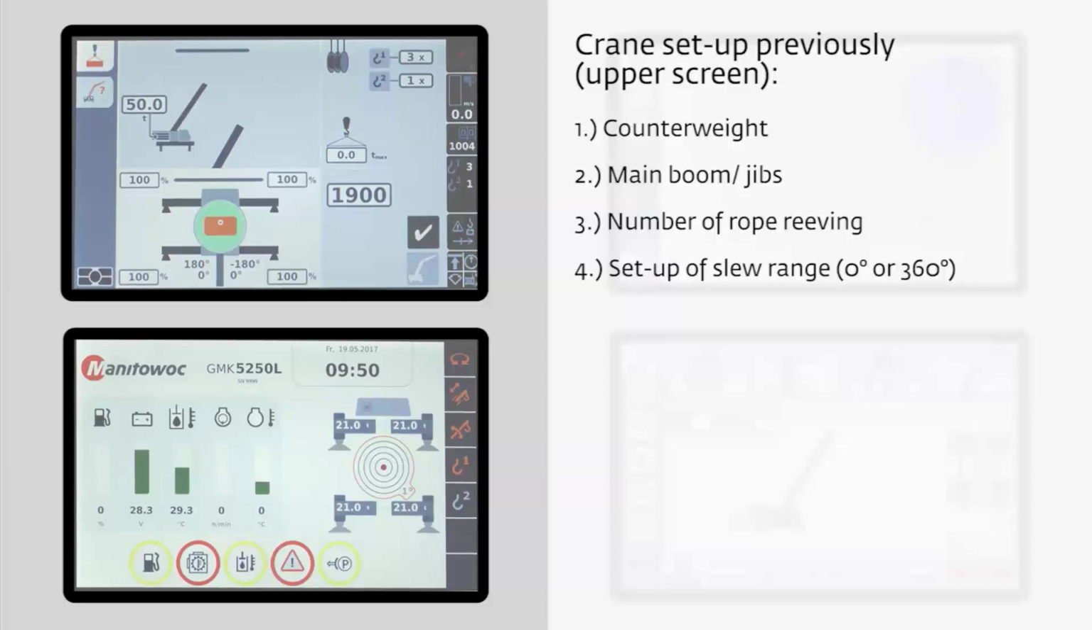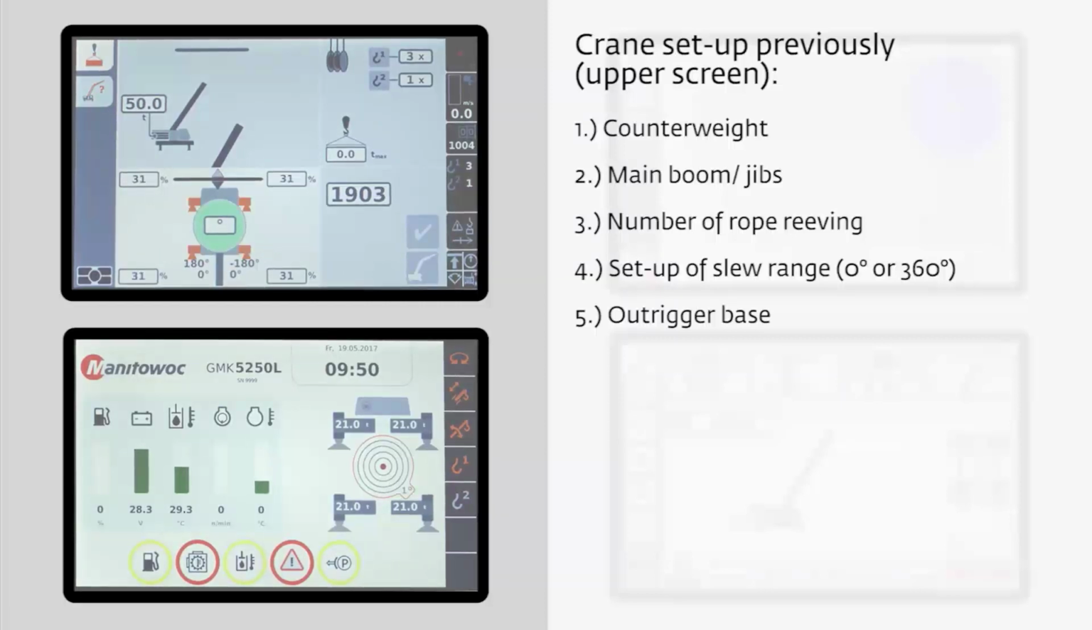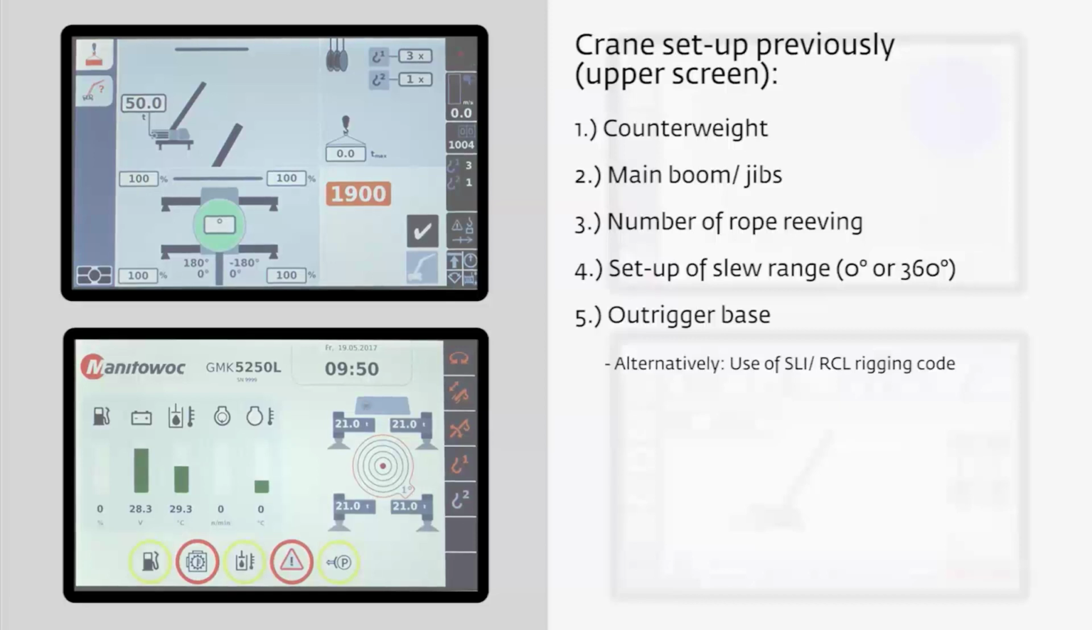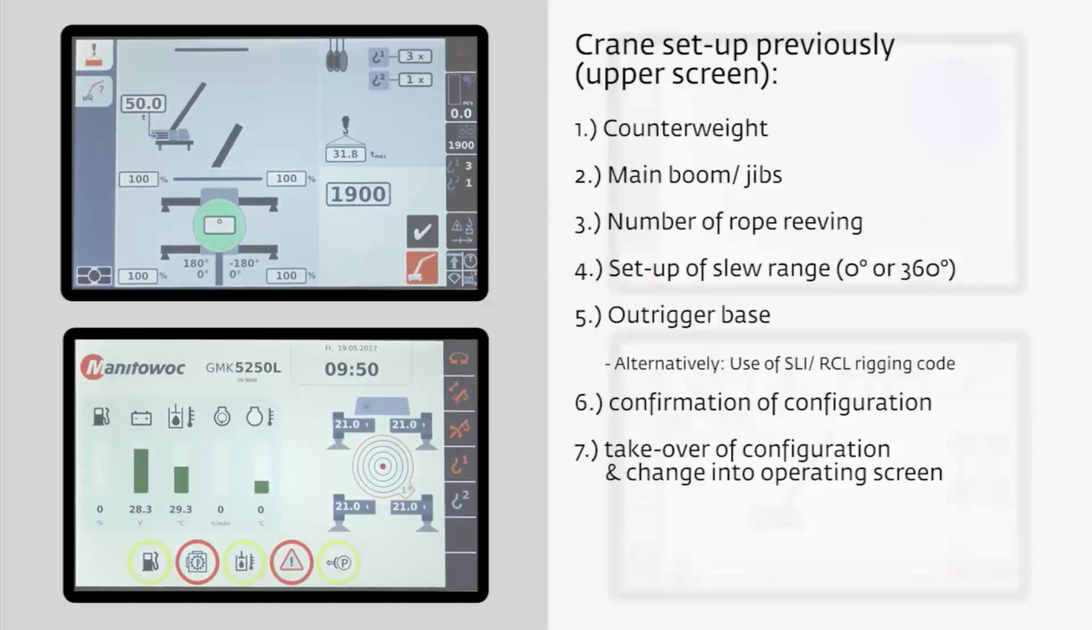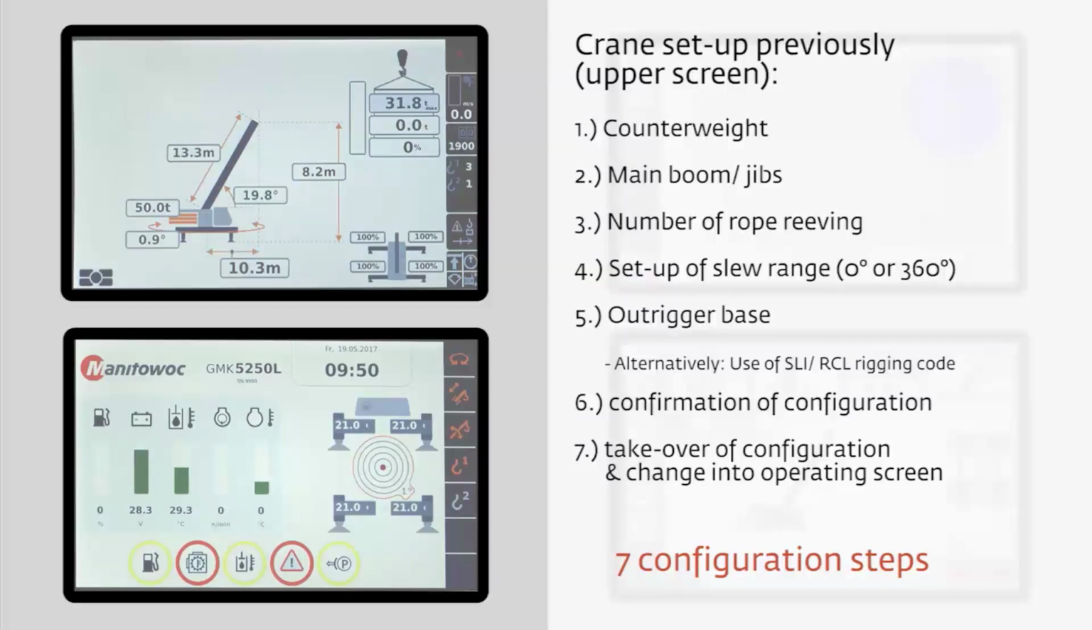Selection of the slewing range. Outrigger spread selection, and we have the option to set up the crane by the RCL rigging code. Selecting the confirmation checkmark confirms the crane setup selections. Selecting the crane icon below the checkmark displays the confirmed crane setup on the upper RCL display during crane operation.